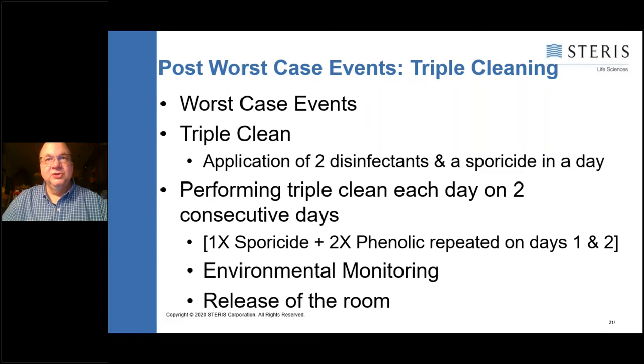So one of the key things you can do to help prevent mold outbreaks or bacillus outbreaks, these kinds of extreme excursion events, is a triple clean. I would recommend this after a big outbreak of mold, where you use a disinfectant twice, followed by the sporicide. I recently published an article with Richard that will appear in American Pharmaceutical Review in January. In this article, we show that using phenols twice followed by the sporicide is very, very effective at controlling bioburden in a clean room.